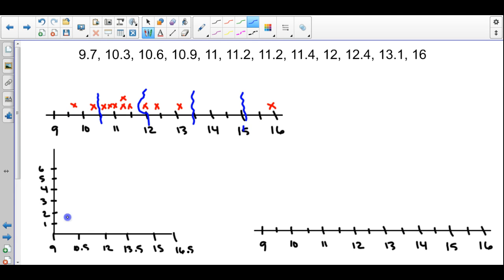So notice 2 numbers are in this first bin. So I'm going to draw an arrow going over to 2. Okay, and then I'm going to count all these values. 1, 2, 3, 4, 5, 6 values are in there. So I'm going to go all the way up on my frequency to 6, which looks like it's going to be our largest bin.